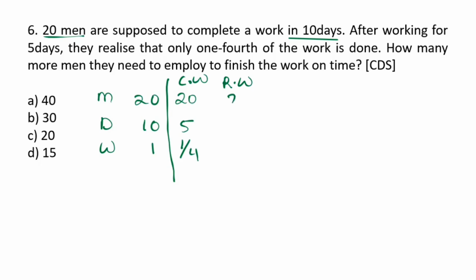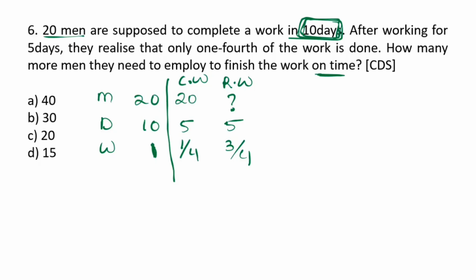The entire work should be completed in how many days? 10 days. Already 5 days they have taken. Remaining how many days? 5 days only, because 5 plus 5 is 10. They have to do the work on time only. And what is the remaining work? Total work, I'm taking as 1 unit. Already they have done 1/4 unit. So remaining work is 3/4 units.